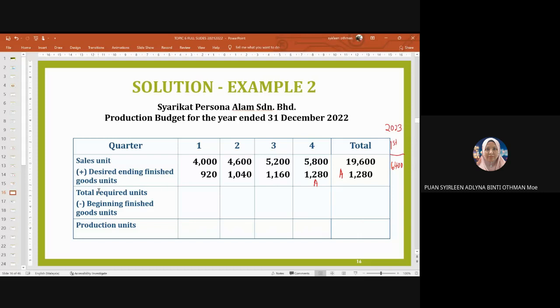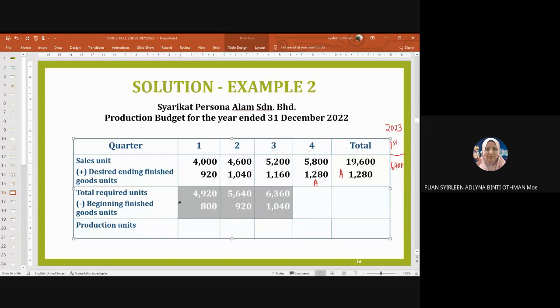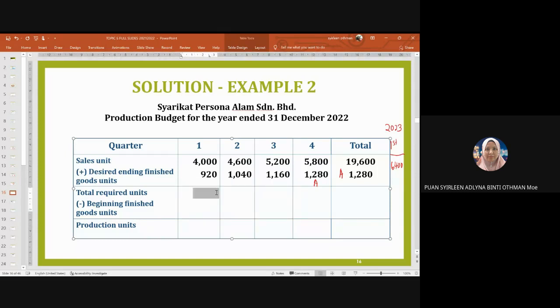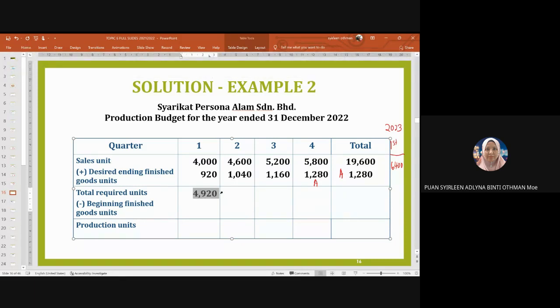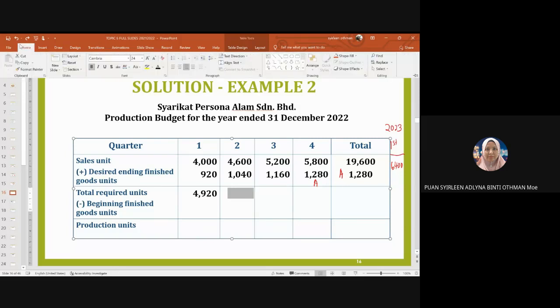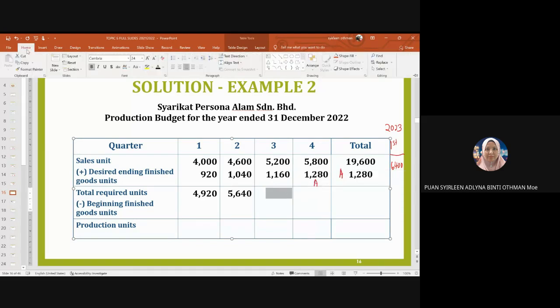Okay? So my total required units will be 4,000 plus 900 to 920. So just campur sajalah untuk total required unit. Okay? So the first one, you are going to have 4,920. Okay? The second one, kita akan ada 5,640. Campur kolom tu.